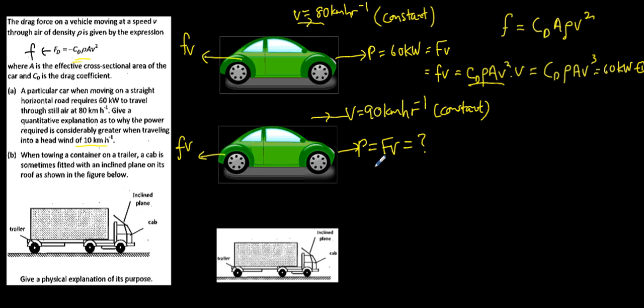Since at 90 km per hour this also means moving at constant speed, the forces are still the same, because they're still at constant speed, but now it becomes 90. So Fv equals power as well. But this small f is against CD rho A V square times the V again, which becomes CD rho A V cube. Now this is the second equation. Let's solve these two equations and see what we get.